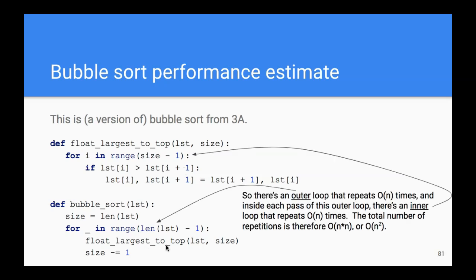So when you put these two together, the loop inside bubble sort is what we consider an outer loop, and the outer loop is O of n. The loop in float largest to the top is an inner loop inside this outer loop, and that is O of n. So the total number of repetitions is really n multiplied by n, which is n squared. That means the big O of bubble sort is on the order of n squared.